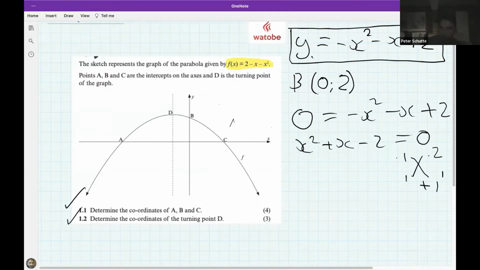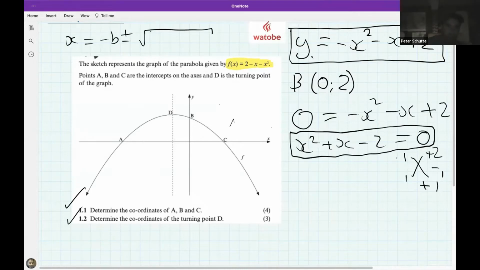So I want to see the answers in the chat. What do we think the answers are going to be, either from the formula or from factorizing? Let's go, guys. I want to see coordinates for A and C. You're quite right, we have to solve this equation. We either use the formula, which is this thing like this, or we can use factorizing.